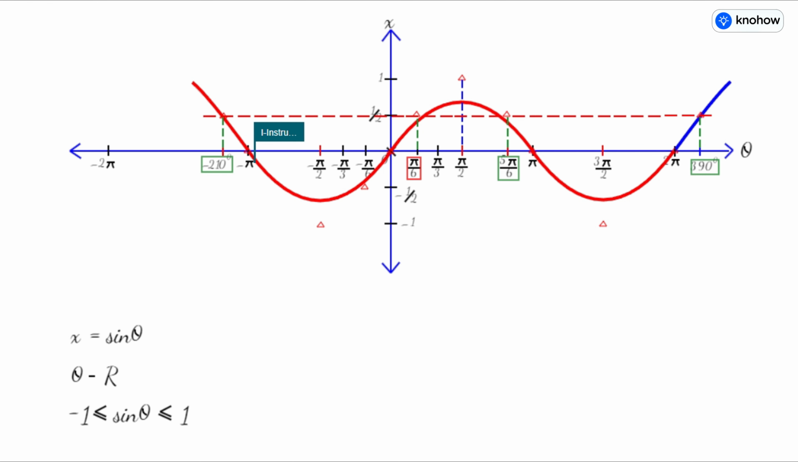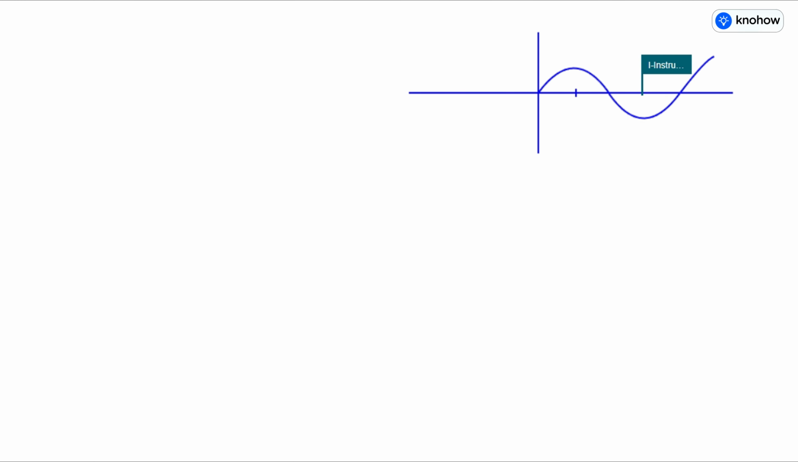Now let us translate the same for sine inverse half. So with the help of this graph of sine theta, let us draw the graph of sine inverse x. You already have this graph with you.